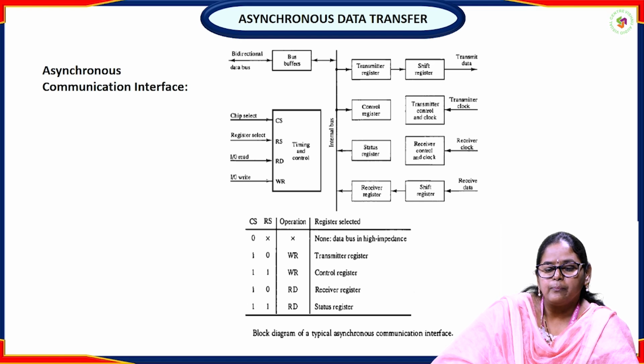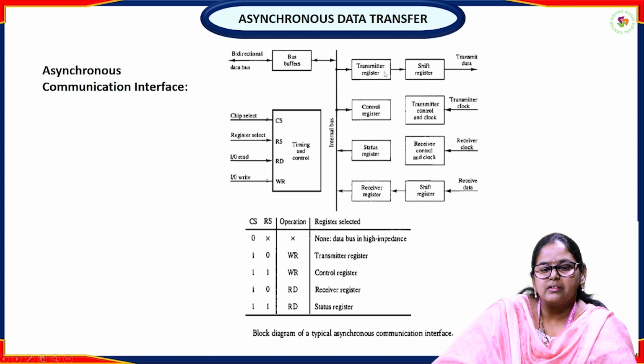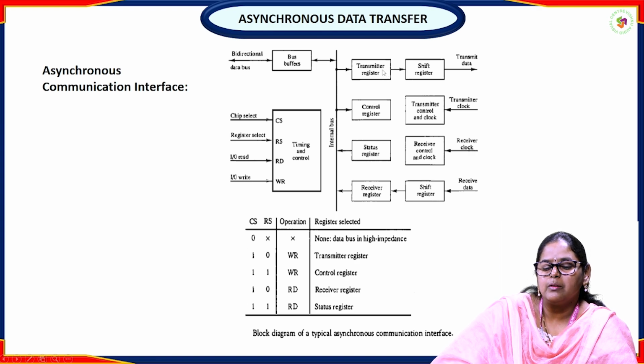is empty or not. If the data is already present in the transmitter register, it can't send new data into the transmitter register. So it needs to check the status flags there. Only if the transmitter register is empty can the CPU send the data into the transmitter register. From the transmitter register to the shift register, usually the data will be transmitted in parallel.